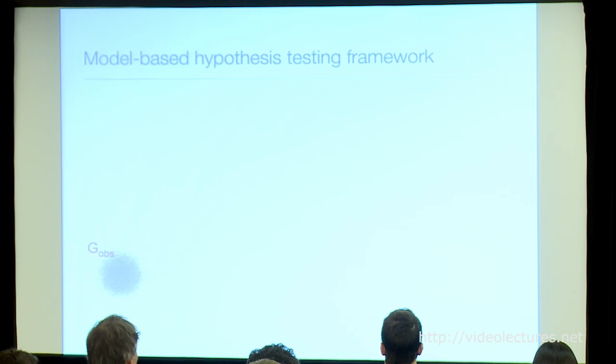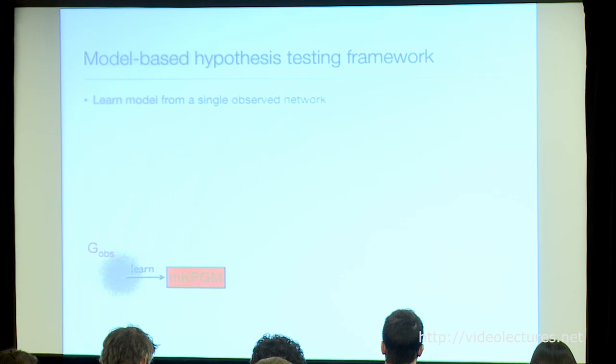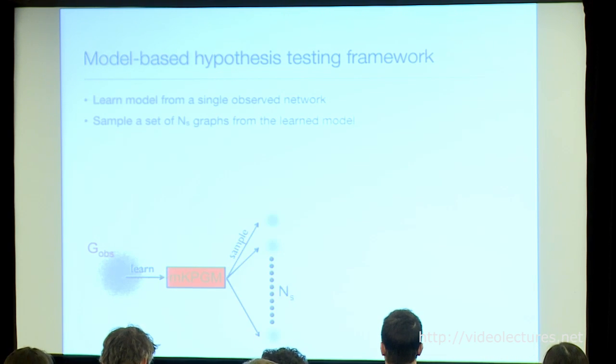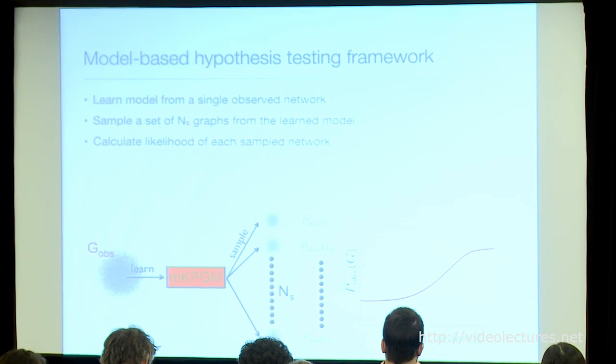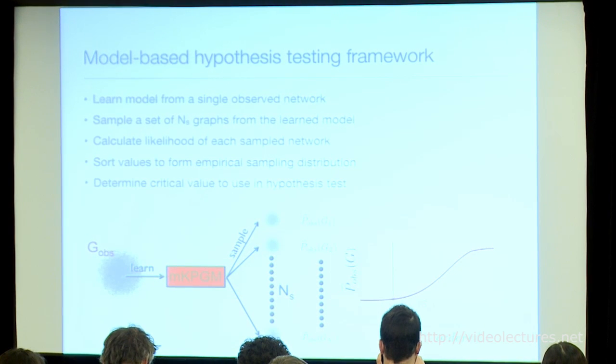Okay, so here's what we would do. It just follows the framework that I mentioned before. We take an observed graph. We learn a model of the kinds of characteristics that we would see in that graph. In this case, a mixed Kronecker graph model, which I'll talk about in a few slides. But then we sample a set of graphs from that model. So we generate samples of that distribution. We then could, for example, calculate the likelihood of each of those samples that we observe. Then from those likelihoods, we can sort them and form an empirical sampling distribution, determine a critical value threshold, and then when we get a new graph, we could calculate its likelihood, look it up in this distribution, and either accept or reject based on what we've seen in the past.